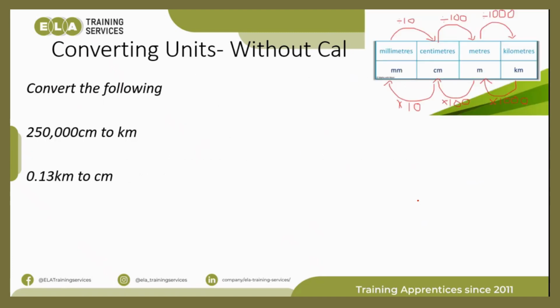So we're going to have a go at a couple of these. We're going to convert the following: 250,000 centimetres to kilometres. We know we're starting with centimetres and our end goal is kilometres, but we're going to go to metres first. So we're going to do 250,000 centimetres, our little arrow, and then metres. To get from centimetres to metres, we've got to divide by 100.